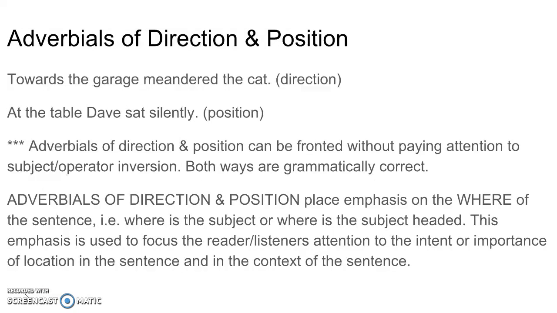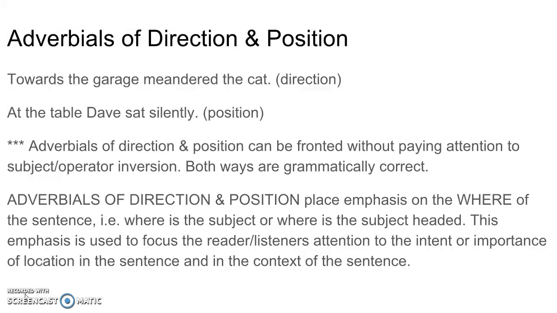In the fourth example, we have adverbials of direction and position. These are ways of showing direction and position. It places emphasis on the where of the sentence. So, where is the subject or where is the subject headed? This emphasis is used to focus the reader and listener's attention to the intent or importance of location in the sentence and in the context of the sentence.